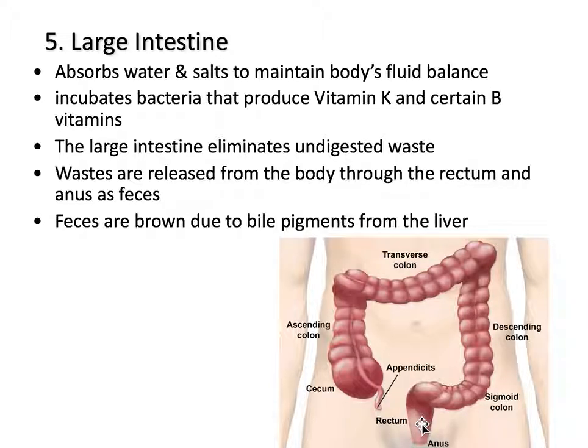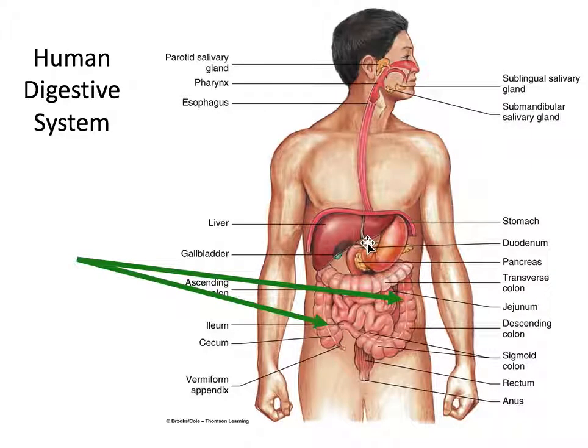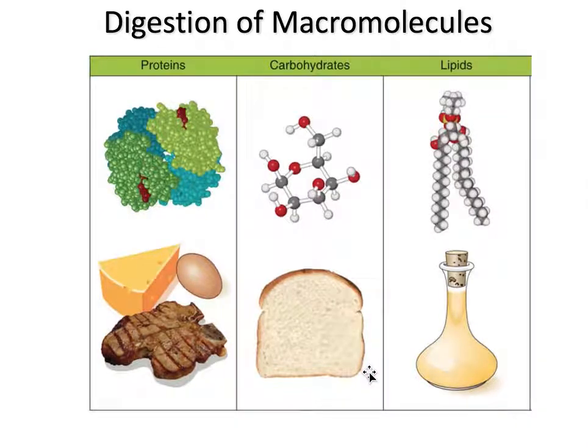And if you remember, fiber is one of those things also that we don't digest that passes through the digestive system but allows it to function smoothly. Fun fact, feces are brown because of those bile pigments from the liver. So here's the human digestive system. Again, mouth, right? We went to the pharynx, the esophagus, we went to the stomach, small intestine, large intestine, rectum, and the anus. So what is left?